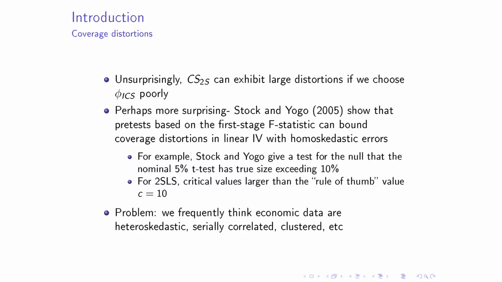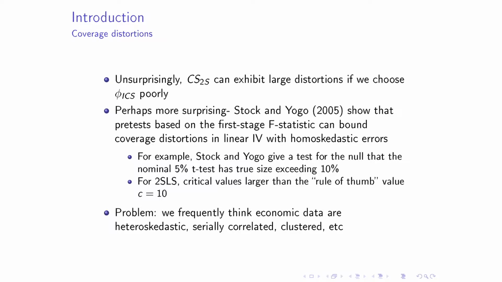Right? In particular, Stock and Yogo give a test for, for example, the hypothesis that a nominal 5% t-test has true size exceeding 10%. And so if we use that sort of pretest, we can bound the coverage distortions that are going to be introduced in this context. Now, one caveat is that the critical values you need to use to get a valid test of that hypothesis are going to be larger than the usual rule of thumb critical value, F equals 10.